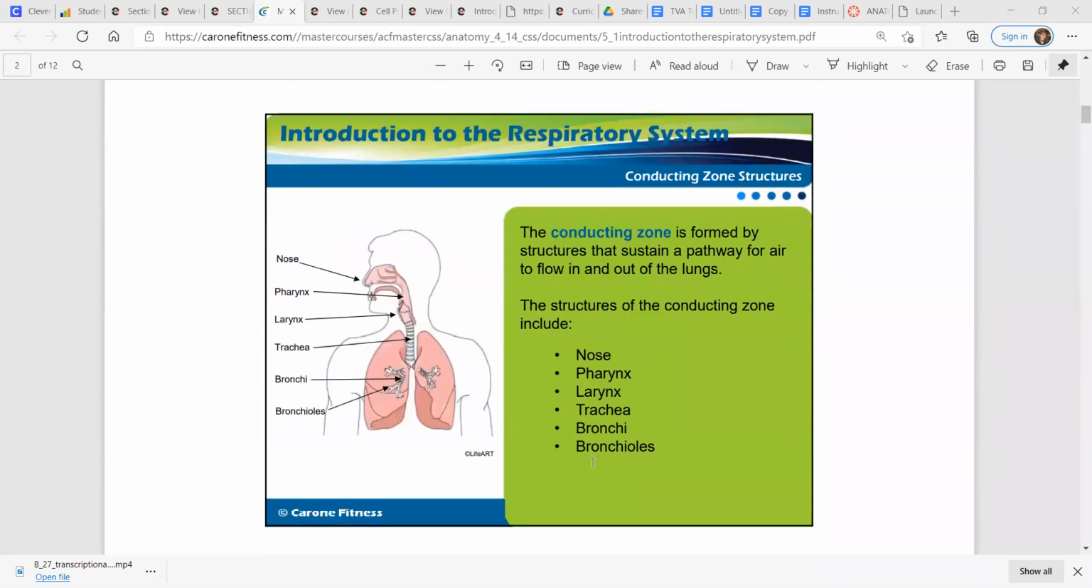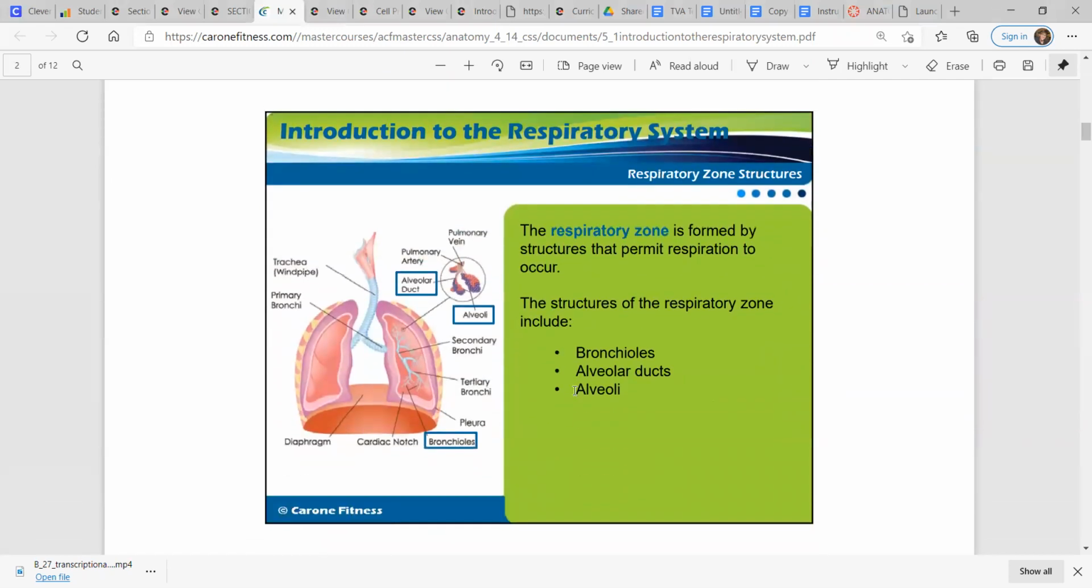The conducting zone structures, the zone is formed by structures that sustain a pathway for air to flow in and out of the lungs. And those structures include the nose, the pharynx, the larynx, trachea, bronchi, and bronchioles. So here we go.